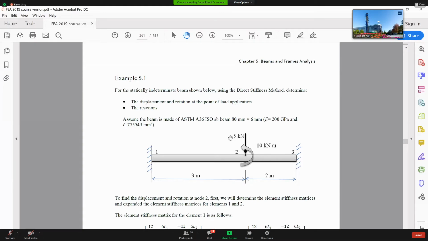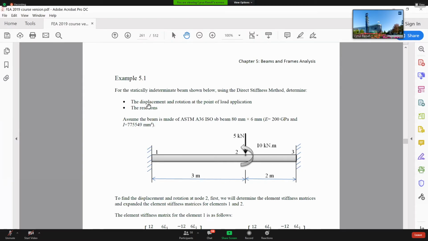Then what I have here is one concentrated load and one concentrated moment applied to this beam. In terms of information, we have E, the material, given. We have I, the cross-section, given. And we have beam AD, see 6.6. If you need any information, you can find it from there.